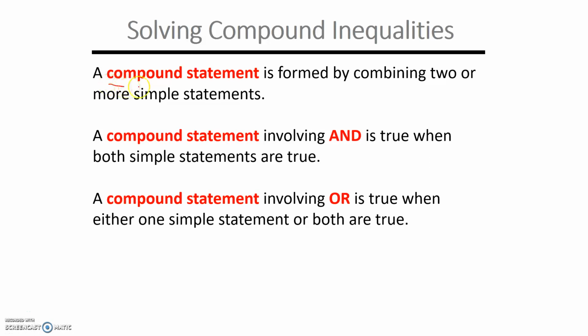So a compound statement, all right, just as I mentioned, is formed by combining two or more simple statements. Yesterday, again, we only focused on two, and we focused on the and type of statements. In order for an and type of statement to be true, both simple statements have to be true. And I'll show you guys an example review before we move on. Today's lesson is on compound statements involving the word or here. And again, these are true when either one simple statement or both are true. All right, so let's move on.